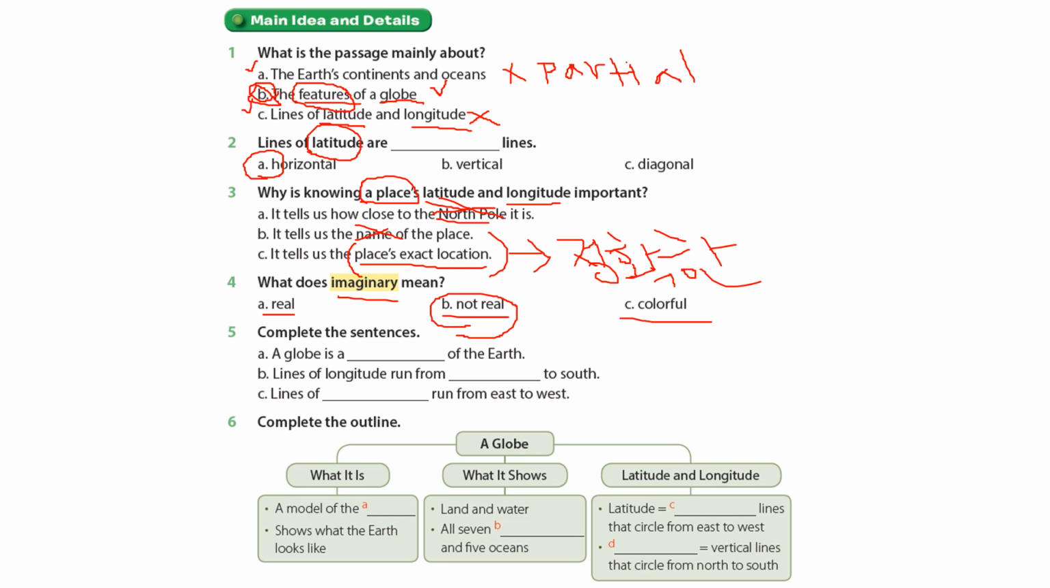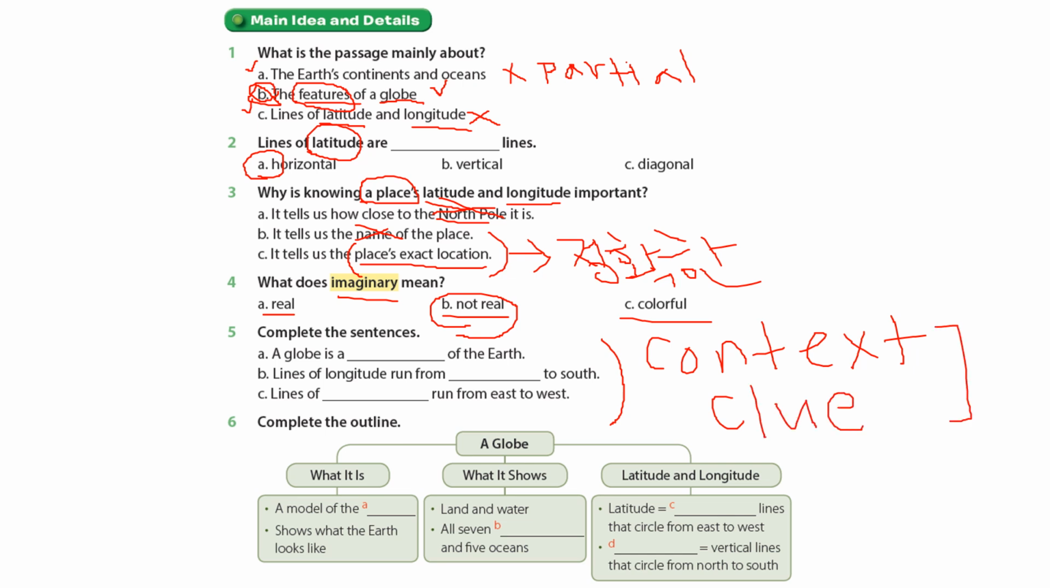Then for question number 5, it says complete the sentences. 그러면 이거는 fill in the blank question이라고 해요. So in a fill in the blank question, what we need to look at is something called a context clue. Then what is a context clue? Context clue는 문맥상의 힌트를 뜻해요. Okay? So let's take a look.